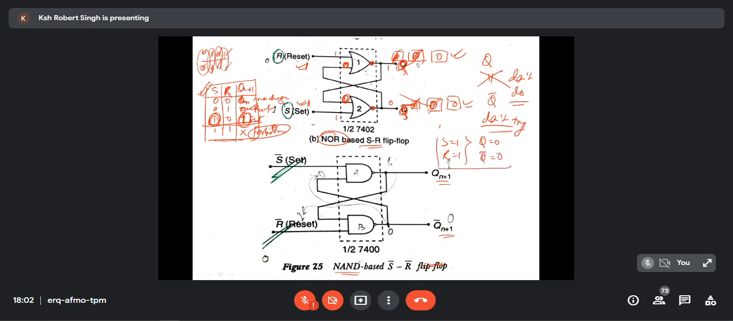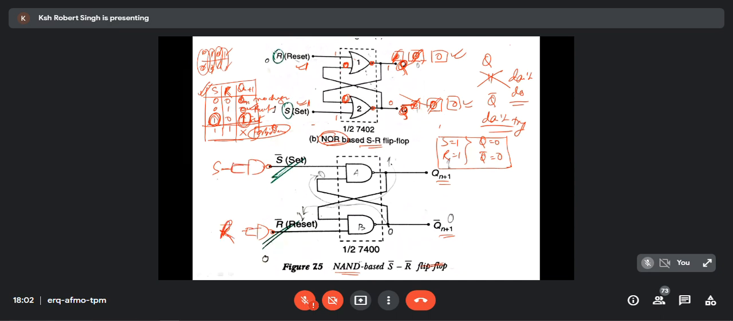That you just keep in mind for yourself. If it is NAND based, you can come here. If you want to analyze S bar, it is very difficult and I may confuse. Okay, then put it like this: as it is NAND based, this becomes S and this becomes R bar. Here also you can analyze the same thing.